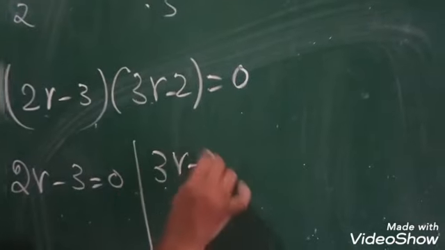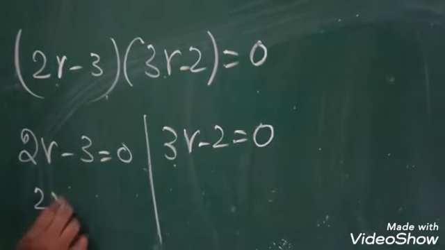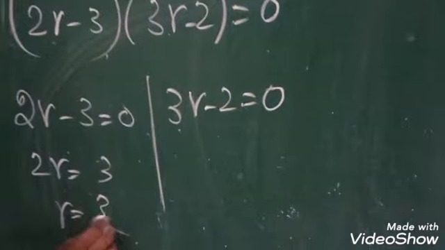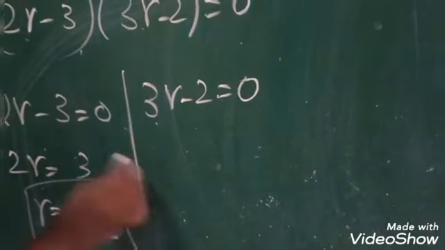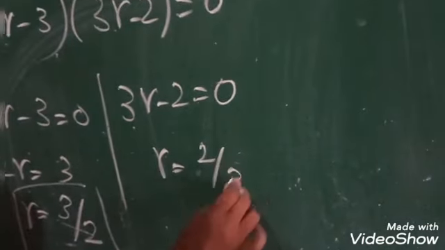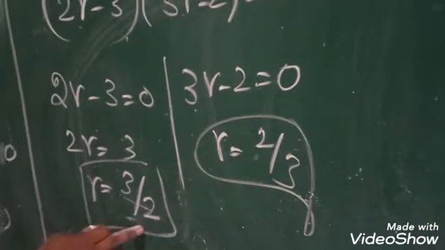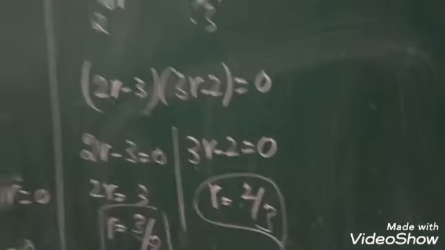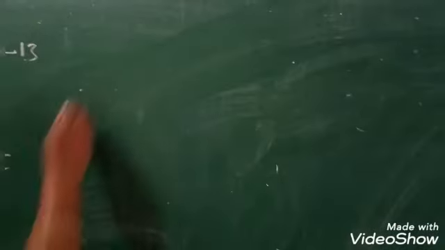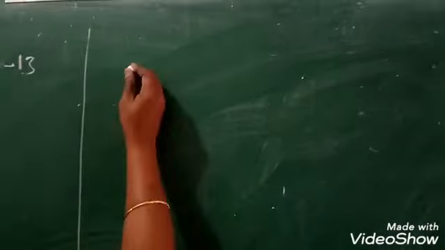Okay, 3r minus 2 is equal to 0 here, so 3r is equal to 2, r is equal to 2 by 3, one value. The other value, r is equal to 3 by 2. The one is 3 by 2, another is 2 by 3. Here two cases. One case is 3 by 2, another case is 2 by 3.